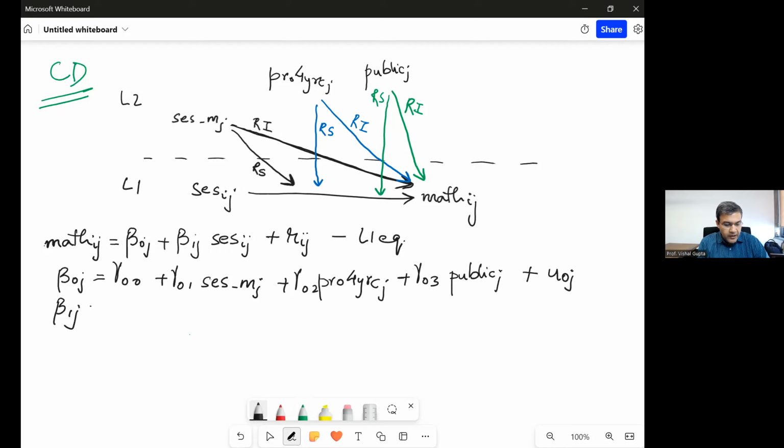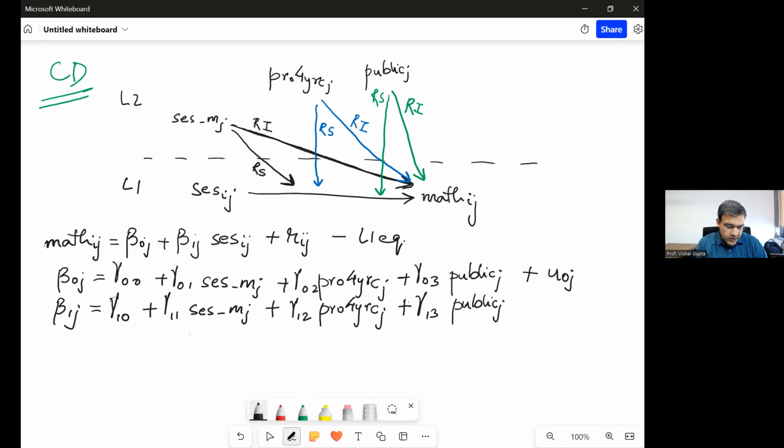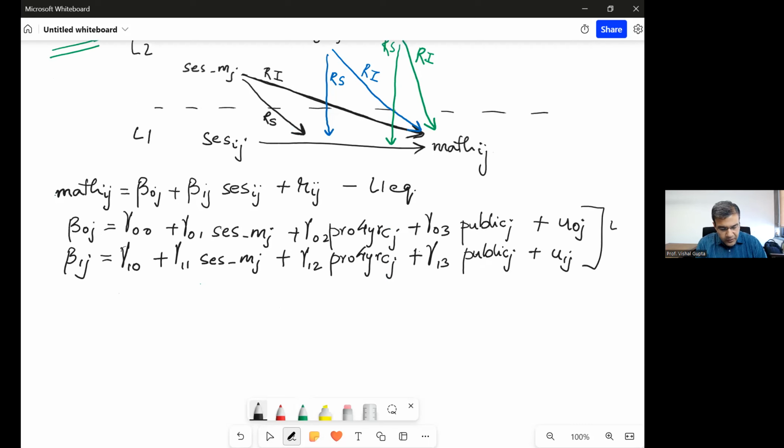Now I want to bring in level 2 predictors for my slope also. So I write gamma 10 plus gamma 11 SES mean j plus gamma 12 pro 4-year college j plus gamma 13 public j plus u1j. These are my L2 equations.